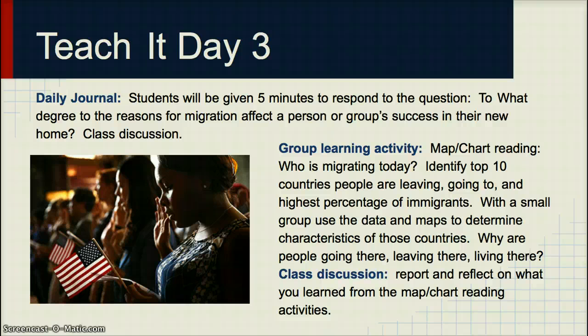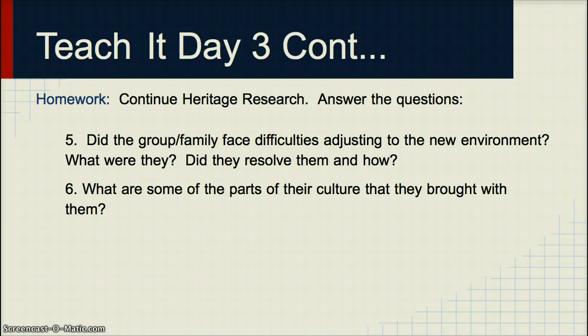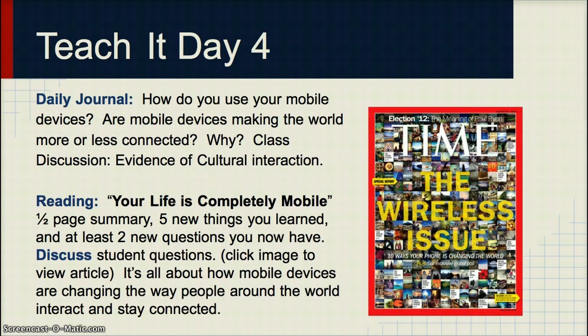And then they'll have a group learning activity again. Who's migrating today? Identifying the top places people are coming from, going to. And you can use the same resources from that other page to get good maps and current maps and charts. It's not that fun to research really old ones. Then we'll have a class discussion about that and what they've learned. And then their homework for that day will be to answer the next 2 questions for the Community Heritage Research Project.